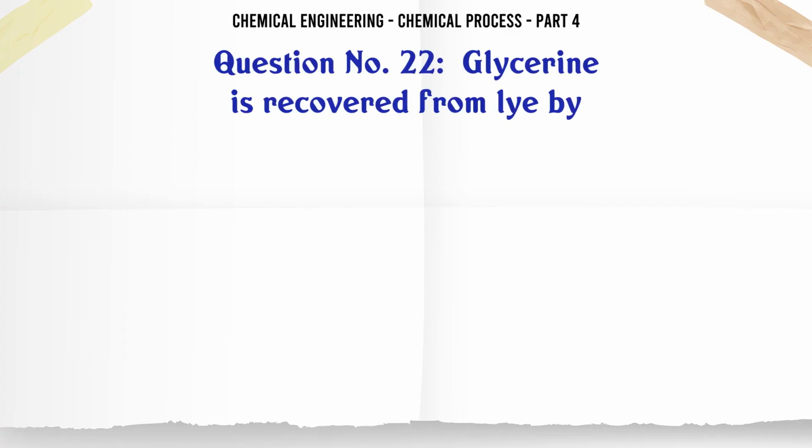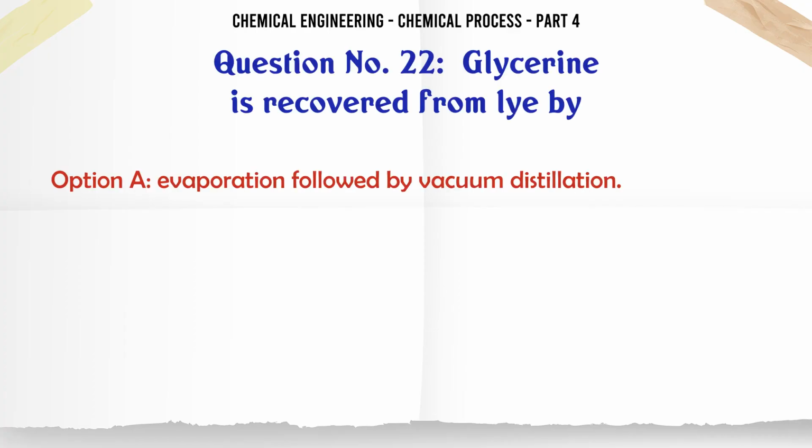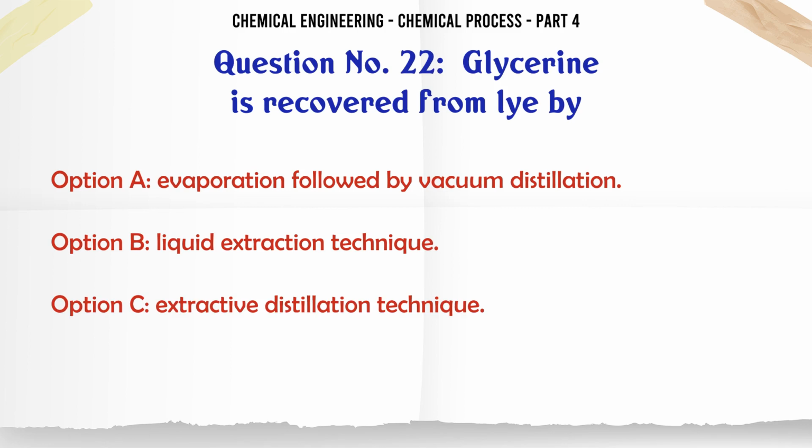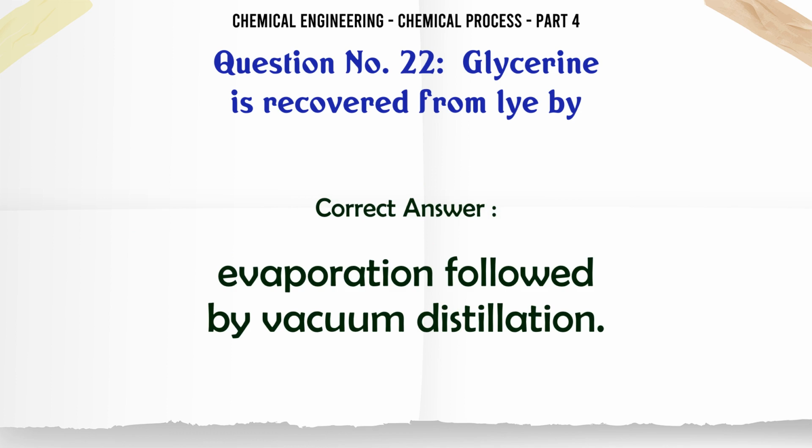Glycerin is recovered from lye by A. Evaporation followed by vacuum distillation. B. Liquid extraction technique. C. Extractive distillation technique. D. None of these. The correct answer is evaporation followed by vacuum distillation.